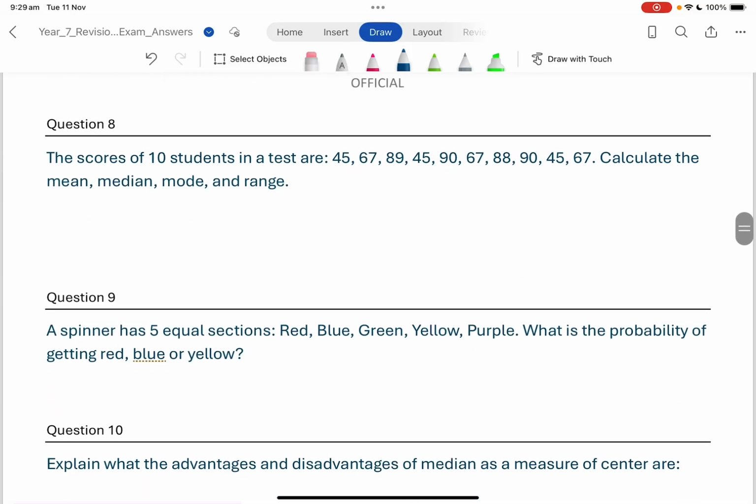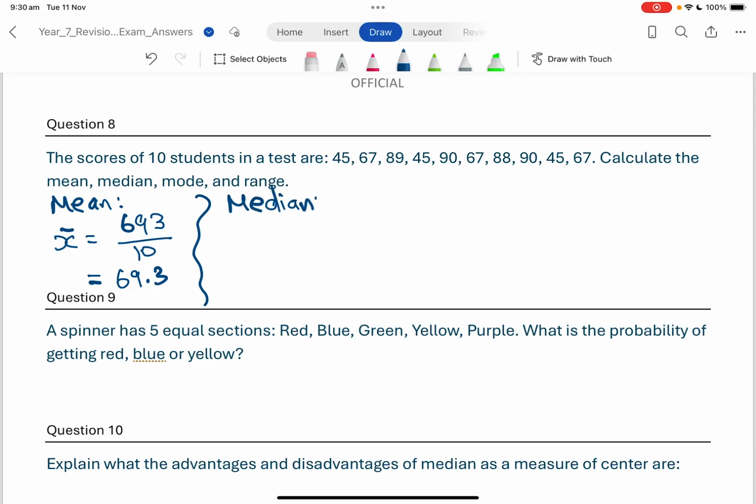Cool. The scores of 10 students in a test are as given. And we're asked once again to find the mean, median, mode, and range. Let's see, mean. It's going to be x bar, which is going to be equal to, I'm not going to write them out this time, I'm just going to add them together. So 45 plus 67 plus 89 plus 45 plus 90 plus 67 plus 88 plus 90 plus 45 plus 67. So altogether that would give me 693. And I have 1, 2, 3, 4, 5, 6, 7, 8, 9, 10 numbers here. So that's going to give me a mean of 69.3.